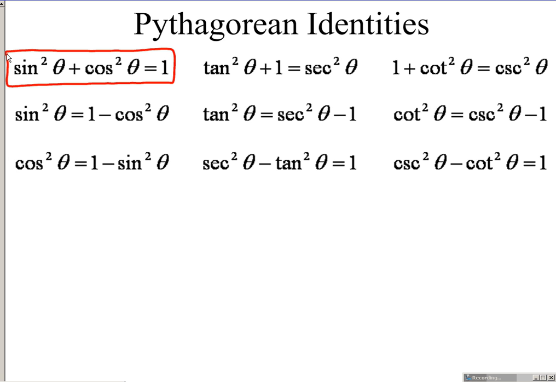other identities. Obviously, if we go down this column, pretty easy to see how we get sine squared is 1 minus cosine squared, just using this top equation. And if we solve that top one for cosine squared, it's 1 minus sine squared. So that's how you get those two.